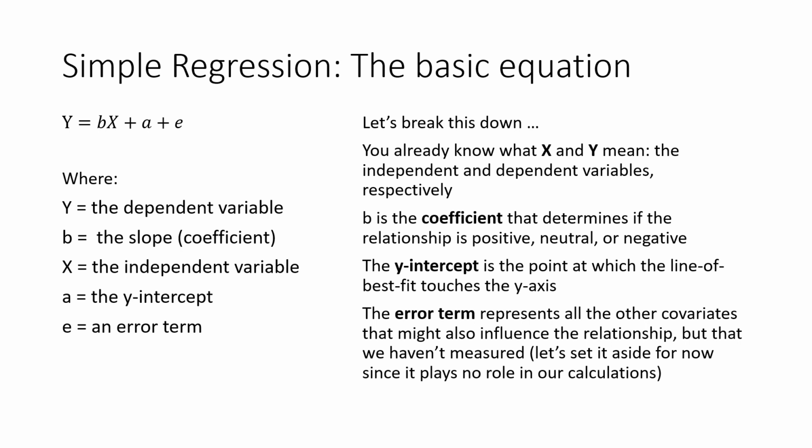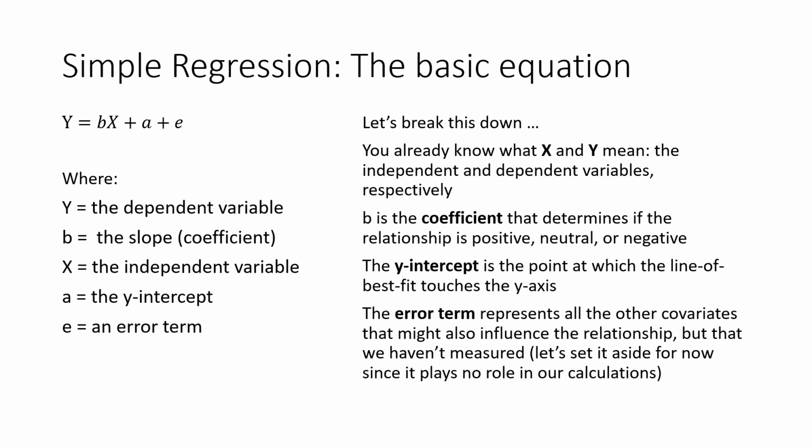The y-intercept, so that's A in the equation, is the point at which the line of best fit touches the y-axis. So think back to the scatter plot that we learned about in our previous lecture. In our scatter plot, we drew a line of best fit, which is the line that minimizes the residuals between the data points and that line. If you were to extend that line all the way to the y-axis, that would be your y-intercept.